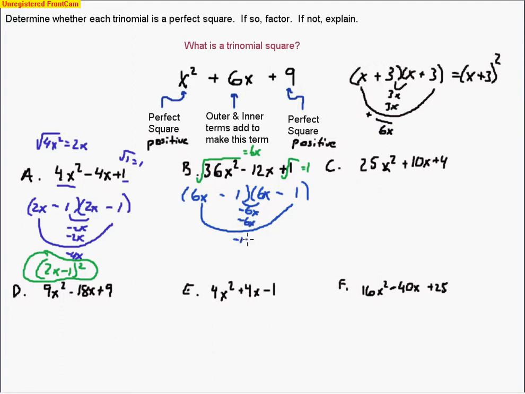In this case, negative 12x, which they do. So we've got the answer, 6x minus 1 quantity squared. So far, the first two have worked out, but not all will work. So let's take a look at the next one here.